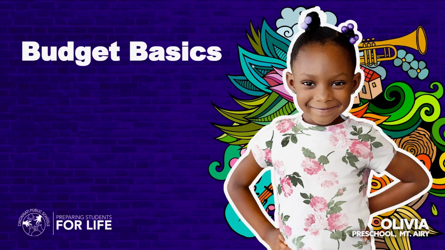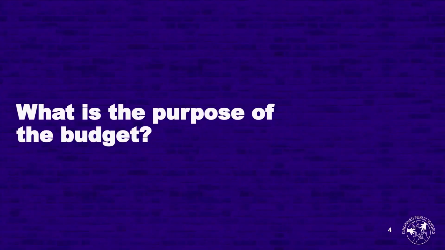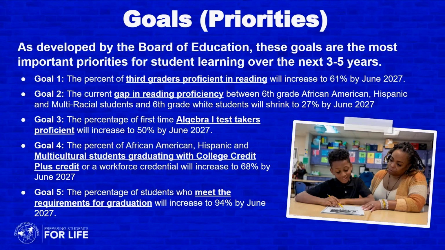So let's start at the basics. One more slide, please, Rob. And this is trying to answer the question, what is the purpose of our overall budget? As we think about investment decisions and expenditure choices, what are we trying to achieve with them? And the next slide shows us that that's really focused on our goals and guardrails.